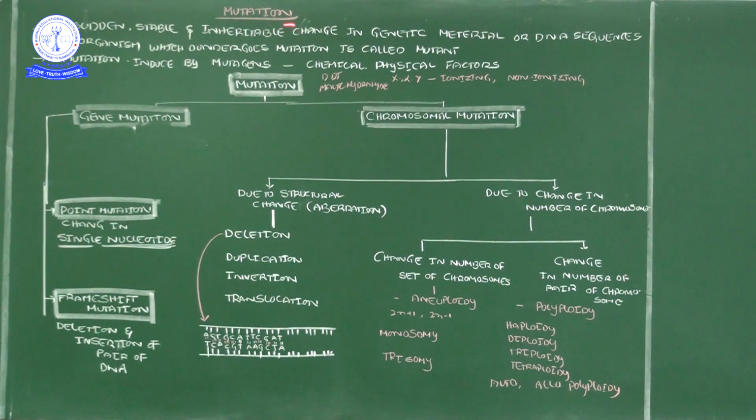Now, why are mutations caused? Mutations are caused by mutagens. The factors that lead to mutations, those things we call mutagens. Which things generate mutations? Those substances, those factors, we call mutagens.